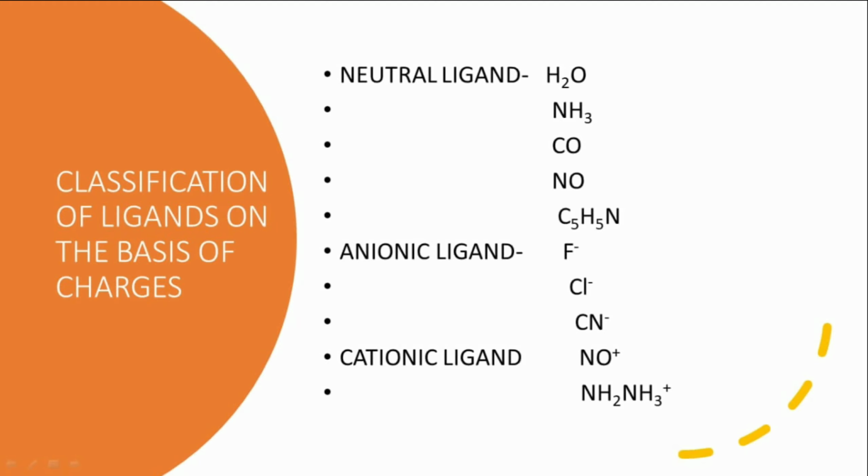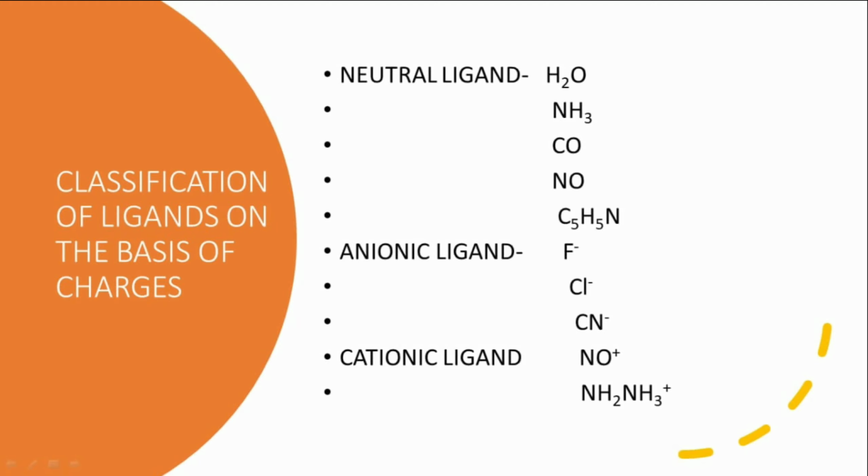For example, water, aqua, amine, carbonyl, nitrosyl, pyridine. So in case of water, oxygen has two lone pairs of electrons, and it can donate one lone pair of electrons to the central metal atom or ion. In NH3, nitrogen is the donor atom over here.